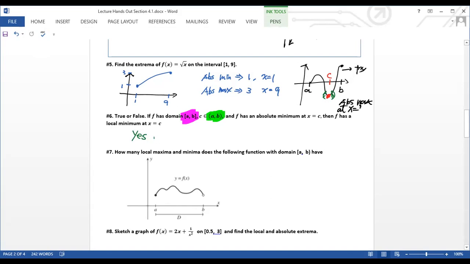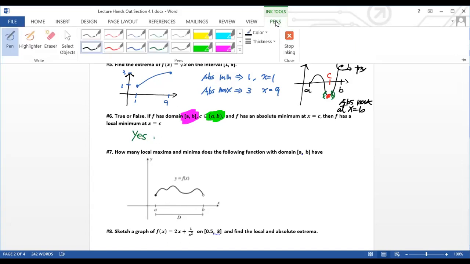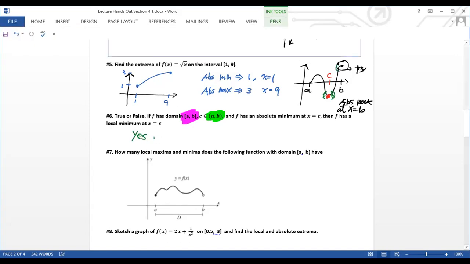At x equal to b, right? So this is my absolute max. So is the local max in here? No. Why? Because I cannot find an open interval. Because this is the end, I cannot find the interval on this side. So there is an absolute max at x, but the local max will not be. That's why this is very, very important: the local max and the local min cannot happen at the boundaries.